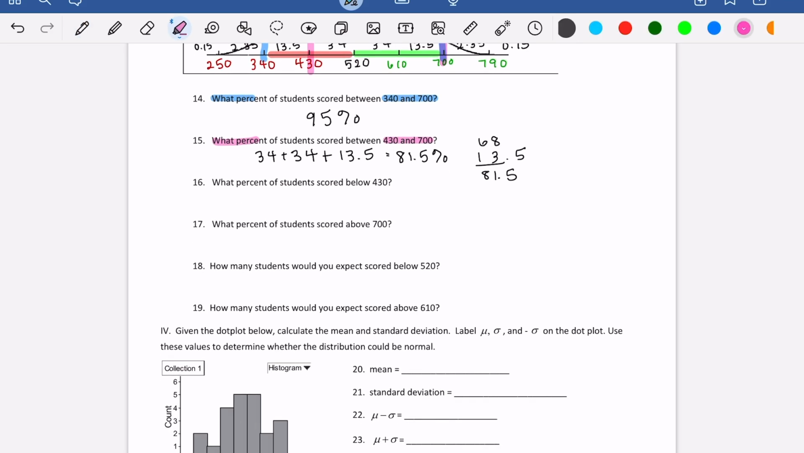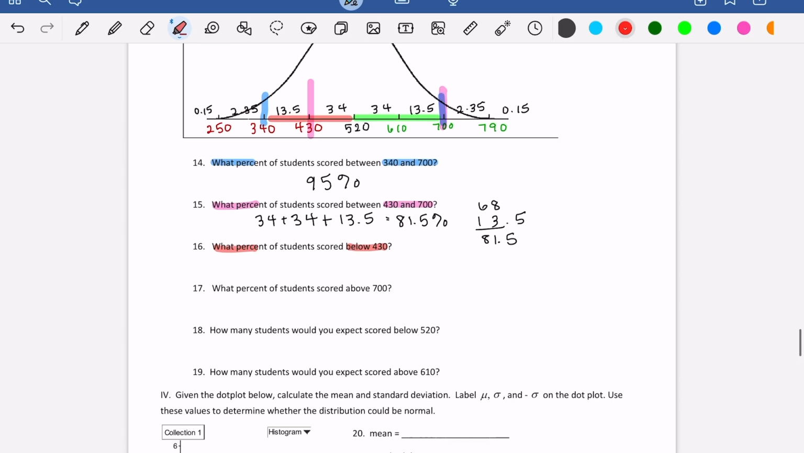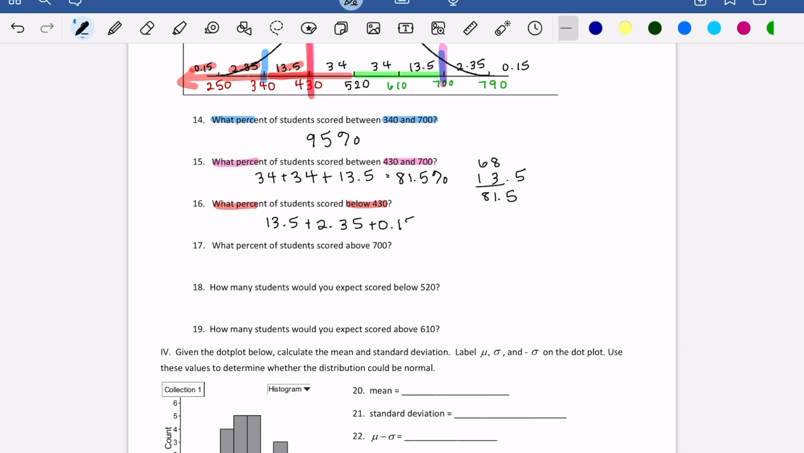What percent of students scored below 430? So we have 430 here. We're looking to the left of this, at the whole thing. So we have 13.5, 2.35, and 0.15. I know that these two had to be 2.5. 13.5 plus 2.5 is 16%. So 16% of students scored below a 430.